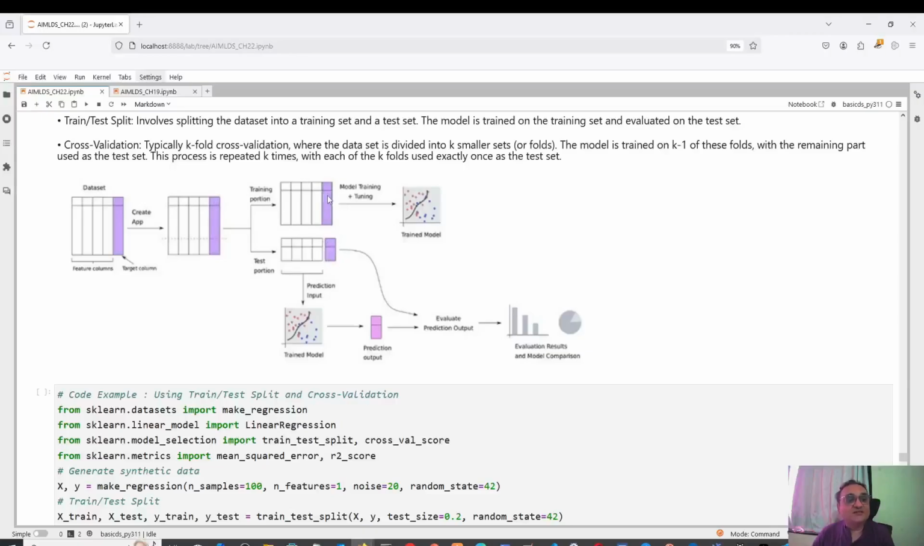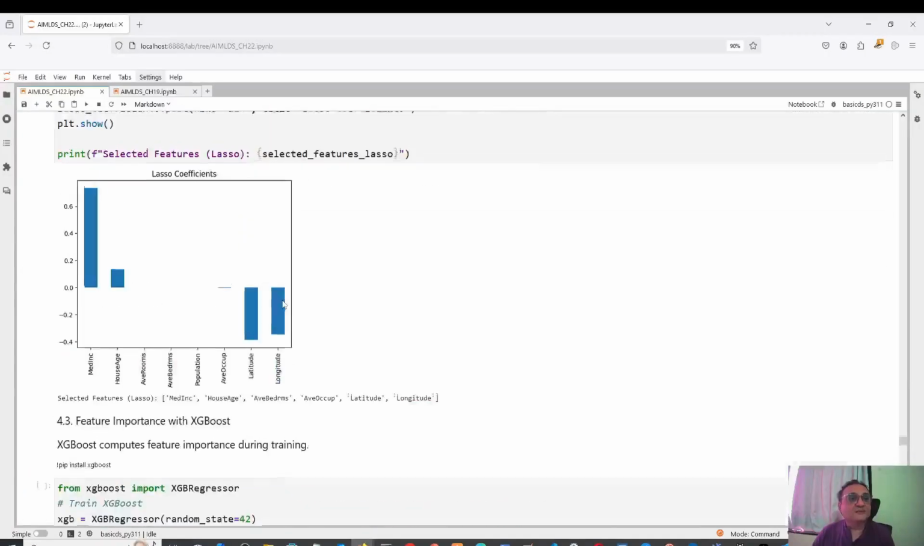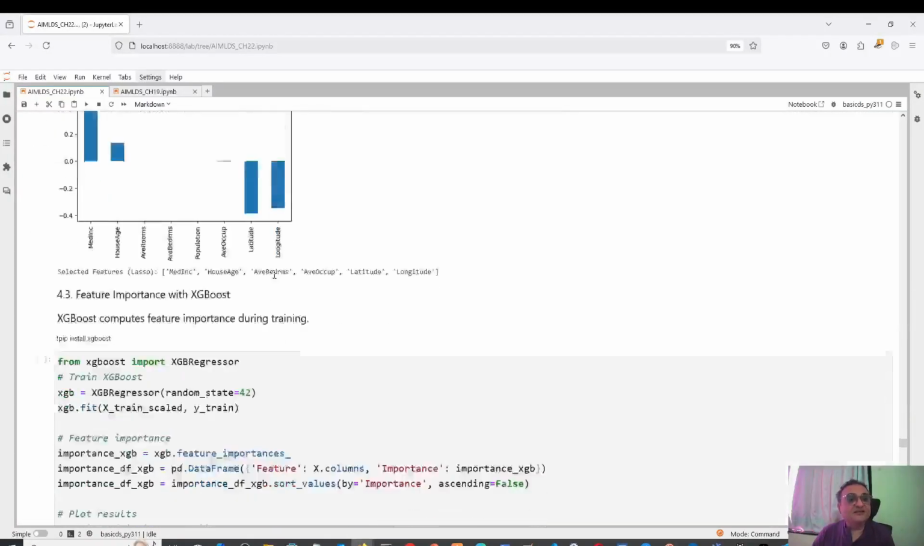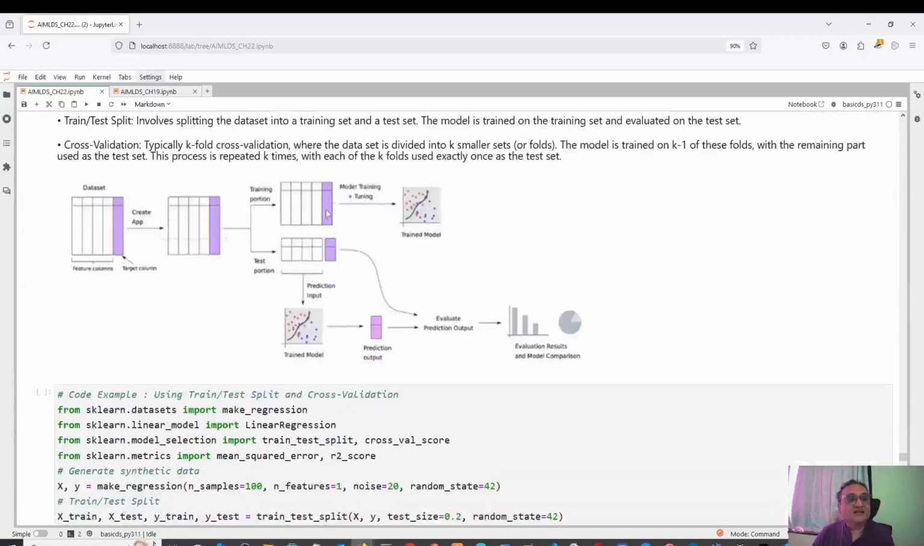If required, we scale the data. Sorry, the scaling is always done with X train and X test, so only the features are scaled. The response variable is not scaled. So this is X train and this is X test, and they are scaled if required. And then we use only the training portion, the upper portion, for model training.